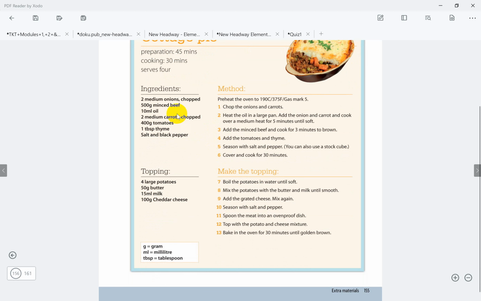So this is the ingredients, method, topping, make the topping. So how we make the topping, that means G is gram, milliliter, tablespoon. So this is the abbreviation for the letters mentioned above.